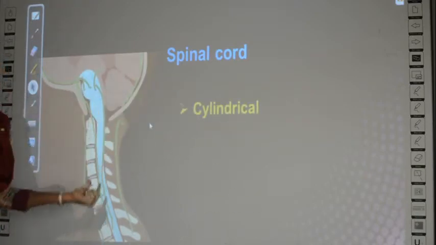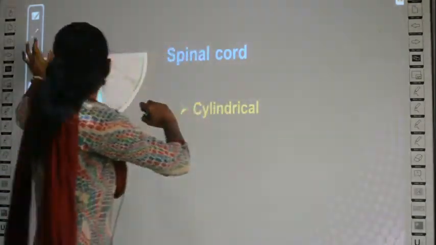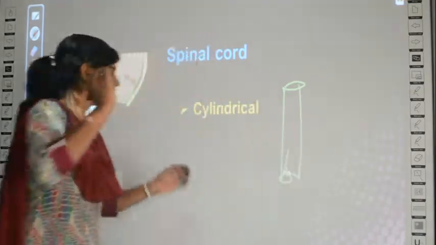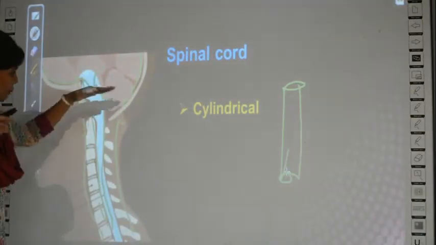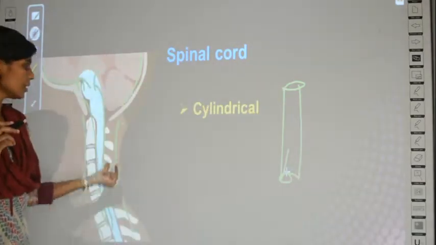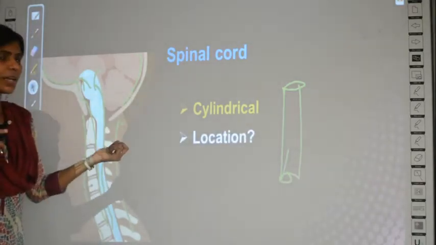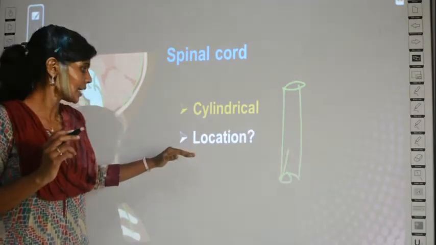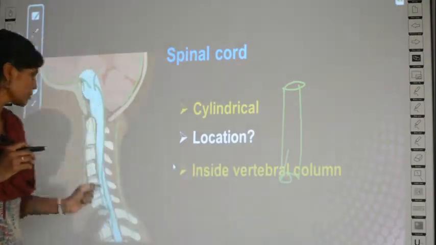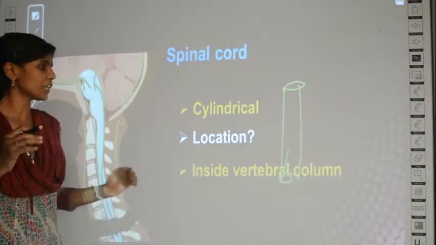It is cylindrical in shape. What is the shape of a cylinder? It is somewhat like this, right? Similarly, the spinal cord is also cylindrical; if you cut here, you can find a hollow structure like this. This is the cylindrical structure of a spinal cord. And where is the spinal cord located? As I told you, it is located inside the vertebral column. So you have the vertebral column outside and the spinal cord inside it.